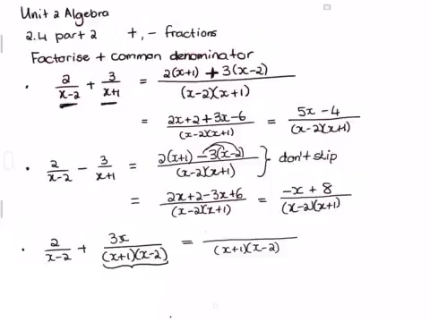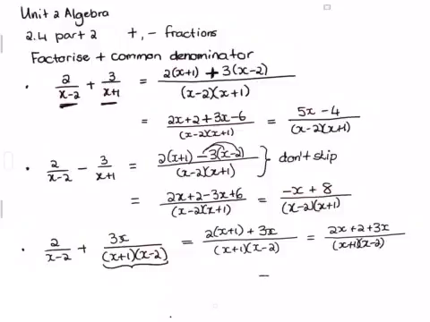So the 2 must now be multiplied by the x plus 1. But the plus 3 just remains plus 3x. It's already on the denominator. I don't multiply it by anything. Right, let's see if we can fit it in here. So then I have 2x plus 2 plus 3x. And I just hold the denominator.